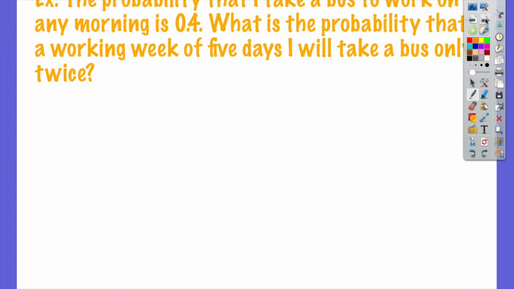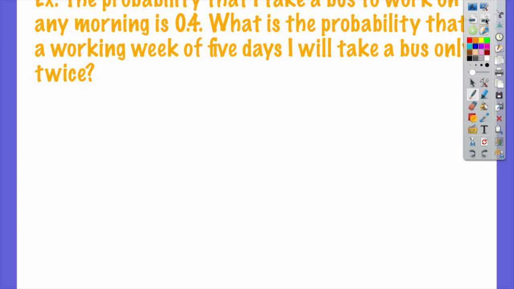So here we go. Let's look at this example. It says the probability that I take a bus to work on any morning is 0.4. What is the probability that in a working week of 5 days I will take the bus only twice? Okay. Now let's think about it. A tree diagram is definitely out of the question because you'd have to go Monday, then Tuesday, it's too much.